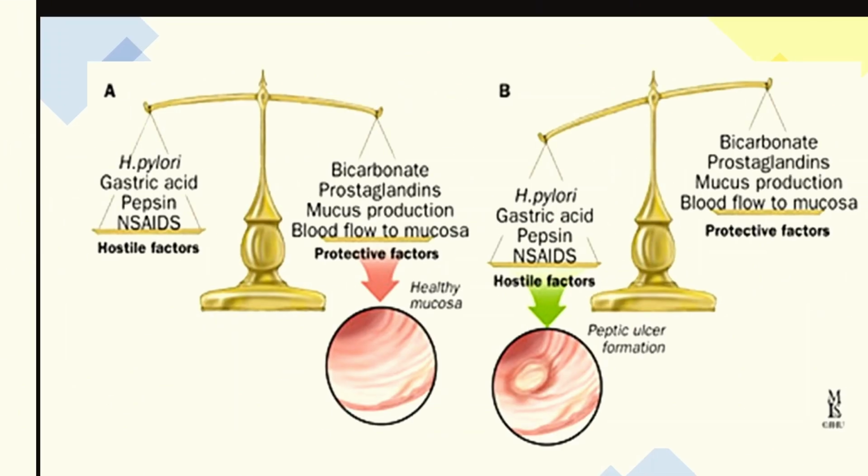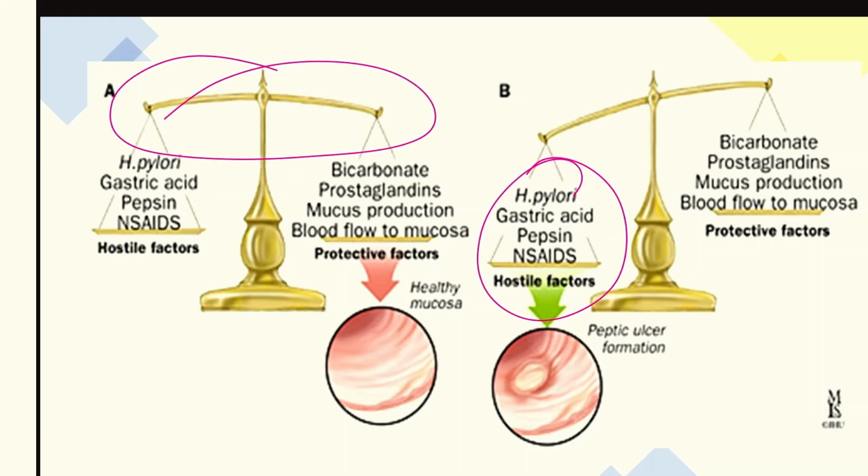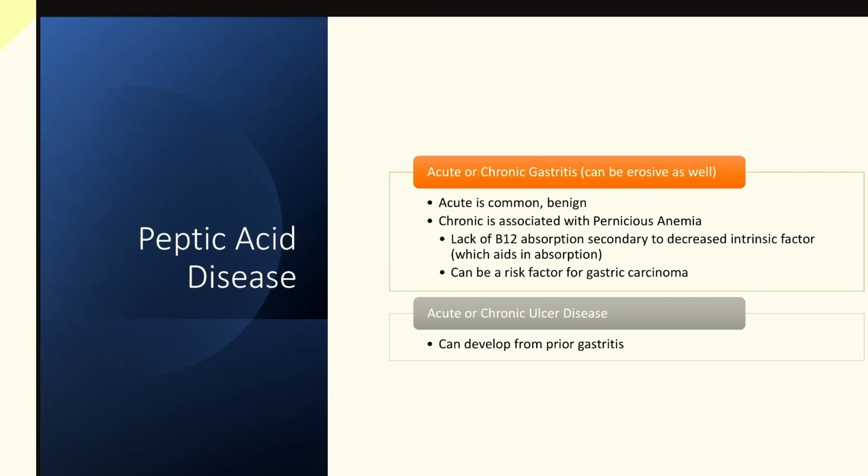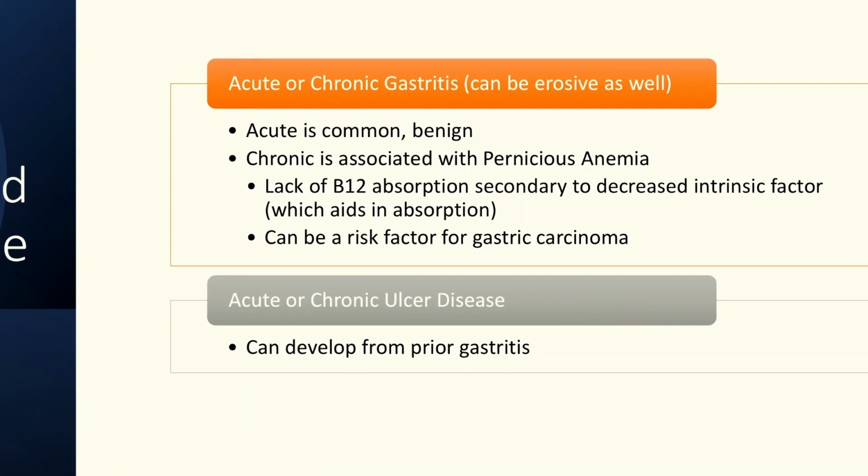So again, here's that little balancing act between healthy mucosa and ulcer formation. With ulcers, the hostile factors win. With a healthy stomach, there's pretty much a good balance between the two. So with peptic acid disease, we have acute or chronic gastritis. This could also be erosive gastritis. Acute is common, it's benign, a little bit of an inflammation of the stomach.